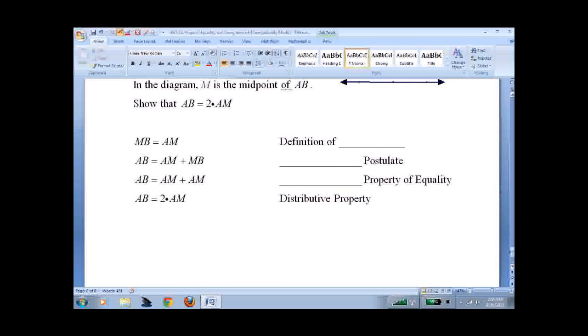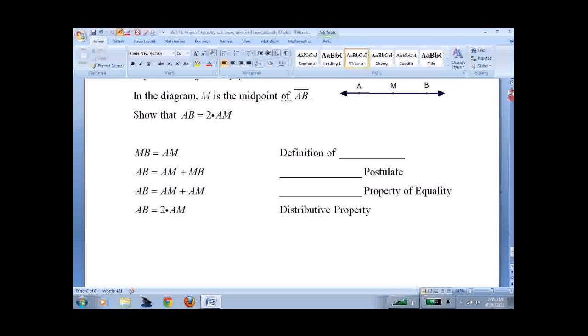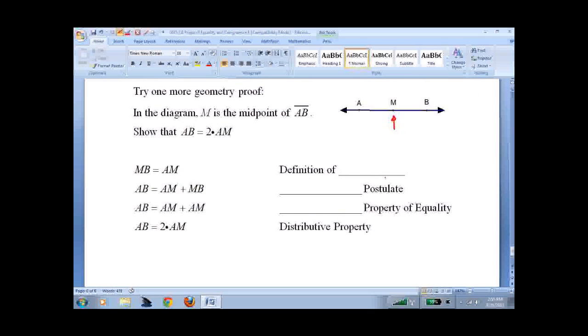So here's a proof. And again, it should have this whole statements and reasons. We're not going to do that in this class. And we're saying if M is the midpoint, show that the whole thing is double that. And this is kind of what I call a duh proof. It's pretty obvious. So if it's the midpoint, then the two pieces are equal. Midpoint. And if we take this whole piece and break it up into segments, that's called segment addition postulate. Something we talked very briefly about in the past.